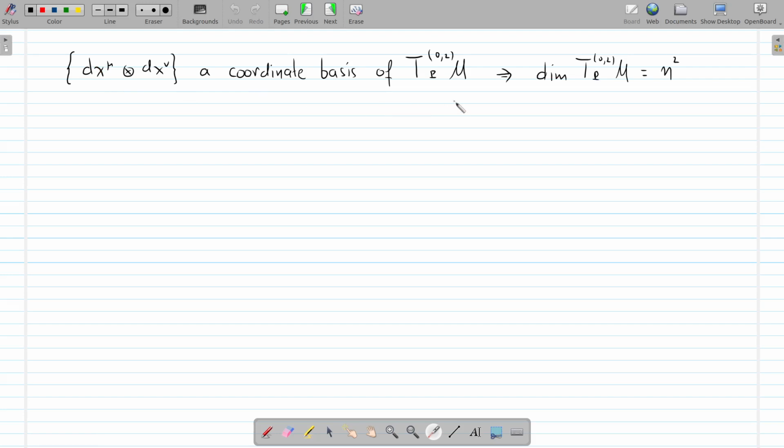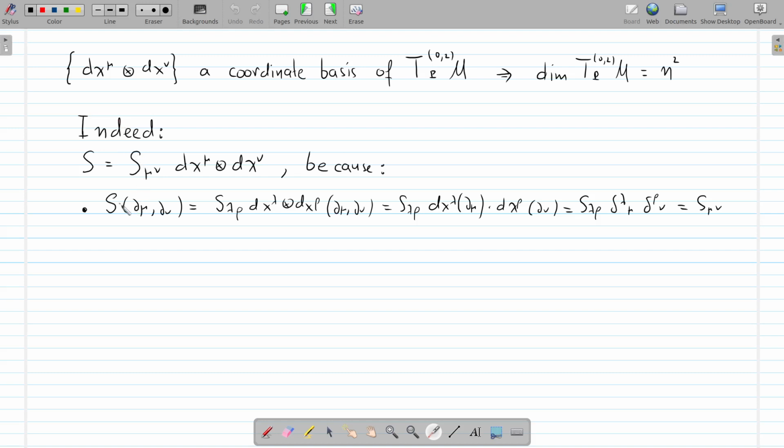Therefore, this means, of course, that the dimension of this vector space is equal to the number of the elements in the basis, which is equal to n squared. Let's see why this is true. Let's now take any tensor S and show that it can be expressed as a linear combination of the elements of this basis.